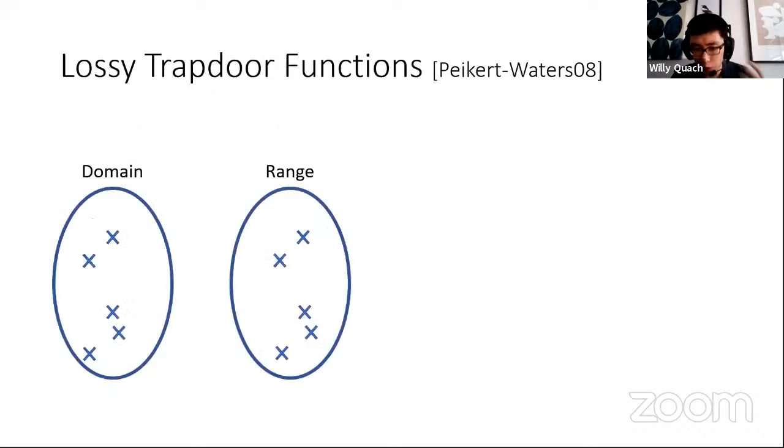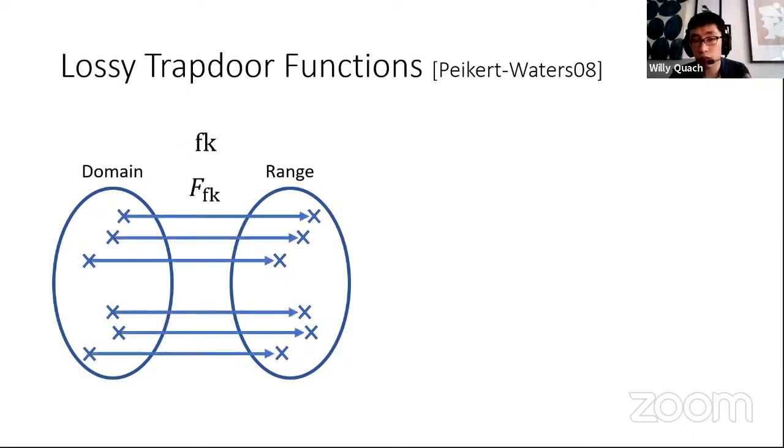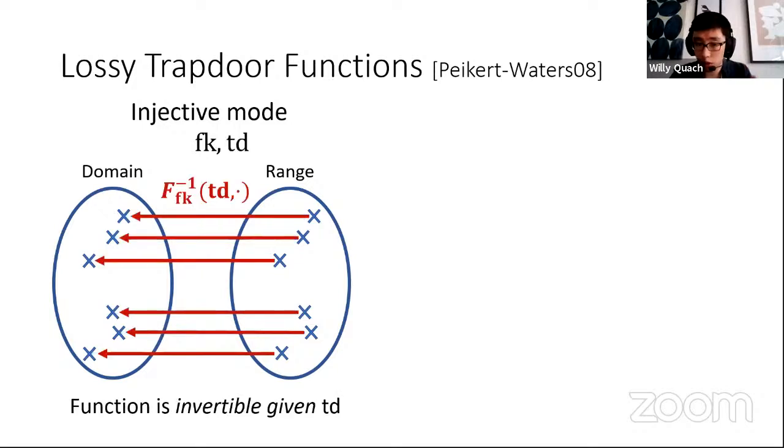Let me first recall what a lossy trapdoor function is. This was introduced by Peikert and Waters in 2008. A lossy trapdoor function defines a family of functions. These will be my pictures for the domain and the range of the associated functions. It is a family of functions indexed by some function key. There's a way to sample a key, and given a key that defines a function that I can efficiently evaluate from a domain to a range. And there will be a way to generate such a key such that the resulting function will be injective. Furthermore, the key can also be generated along with a trapdoor that allows to revert the application of the function.